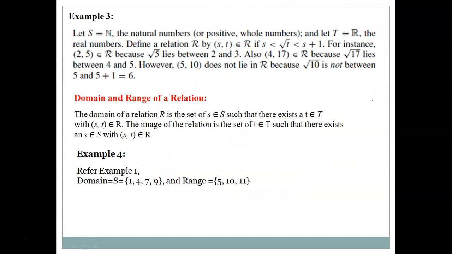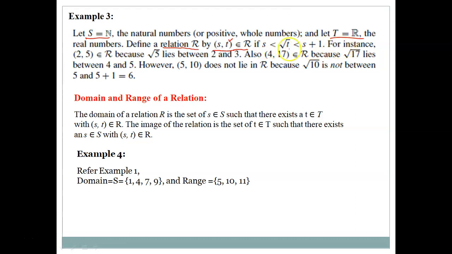Now next, the third example. Again here what we are considering is S is N and the set T is R. N is the set of natural numbers and T is the set of real numbers. And here a relation R is defined in such a way that s is related to t, or I say this pair belongs to R if the square root of the second lies in the interval s to s plus 1.